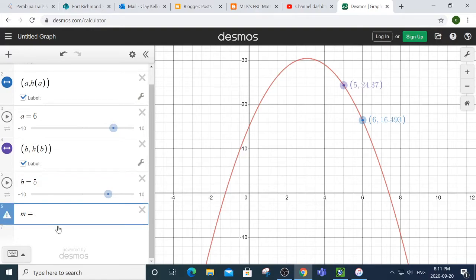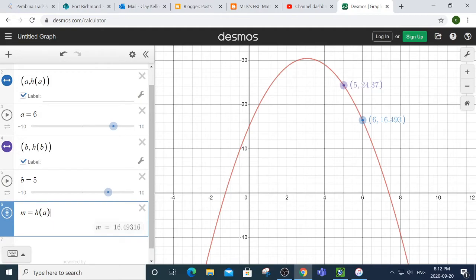I don't have to type in these decimals. I can just type in what they are. That way if I want to change them, I can just slide the points around and change them. So it's going to be h of b, right? That's my y2. Oh, actually, it's h of a. I should do a first. h of a minus h of b, right? y2 minus y1, all over.